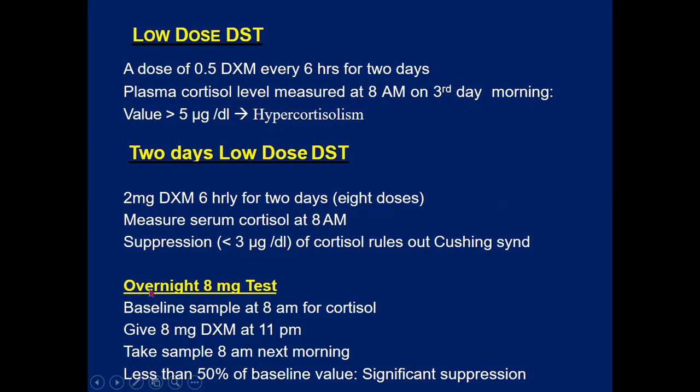Then comes the overnight 8 milligram. These are the different categories of the test. If we don't find any conclusion by these tests, then we further proceed on the following tests. The baseline sample at 8 a.m. for cortisol is taken. Then 8 milligram dexamethasone is given at 11 p.m. Then take 8 a.m. next morning for the cortisol. Less than 50% baseline value. If the suppression is less than 50%, significant suppression is considered. This is the interpretation of the test.